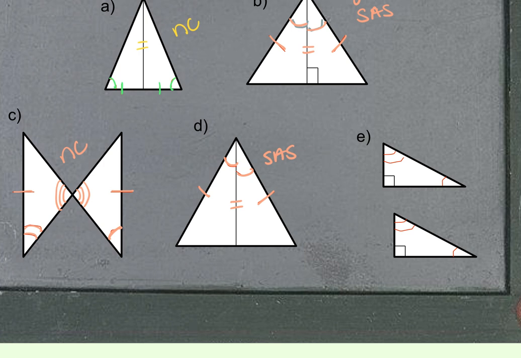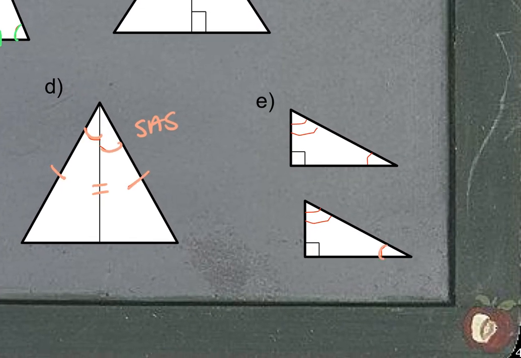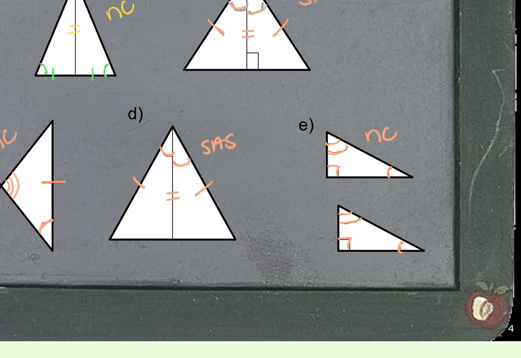And E, you've got two pairs of angles, and the third that are right angles, which means I have all 3 angles, but I know nothing about their sides, which means it's not congruent.